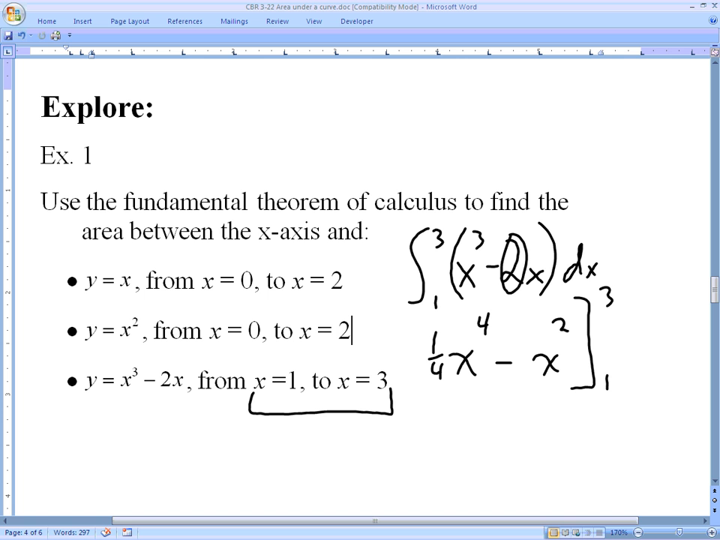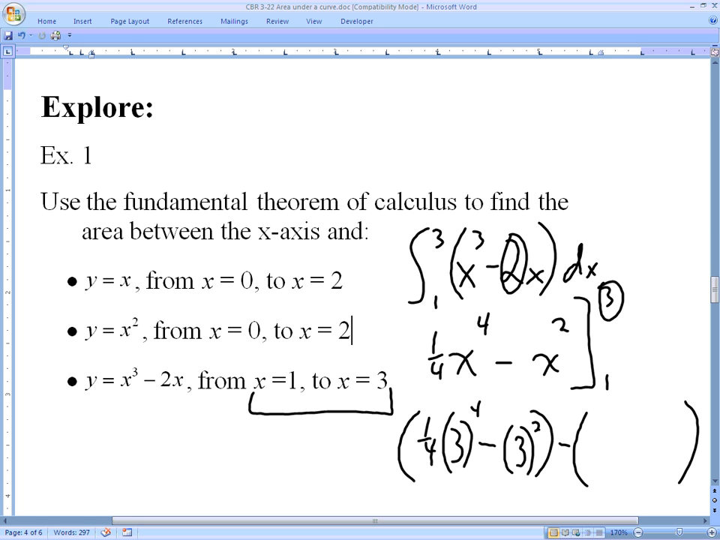Now I need to put this actually into my function. So first part is going to be 1/4 times 3 to the 4th power minus 3 squared. And that's just using my upper bound. Now I need to take my lower boundary, plug that in as well, subtracting all that, so I'm going to use parentheses. So this time I have 1/4 times 1 to the 4th power minus 1 squared.